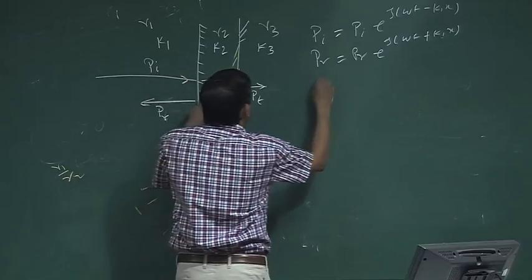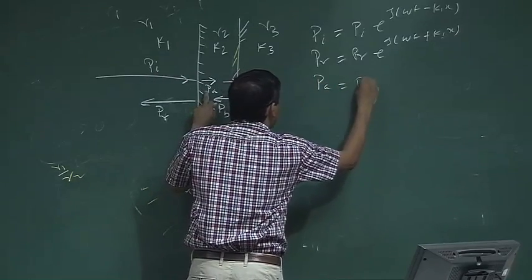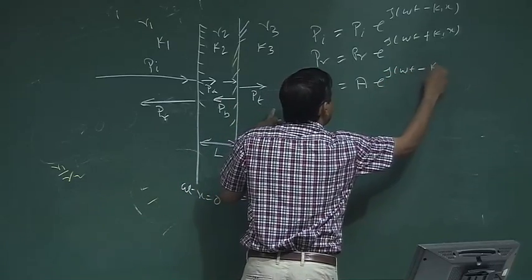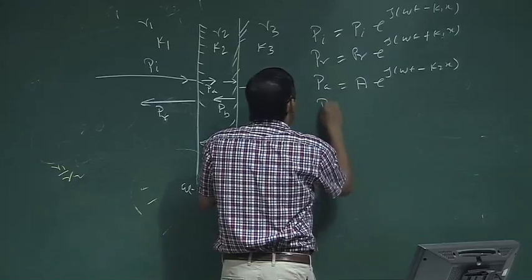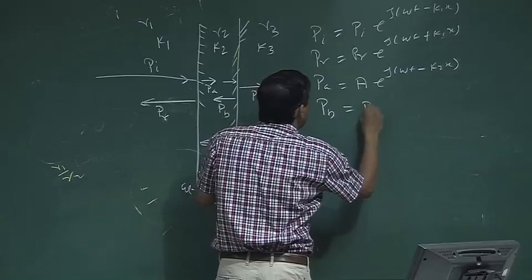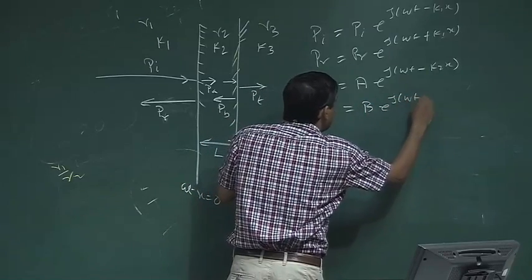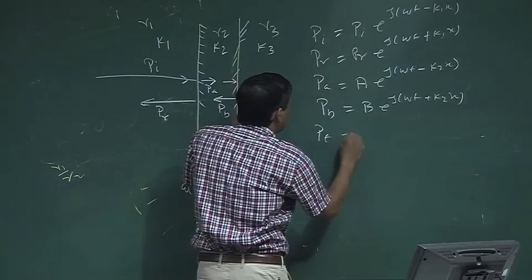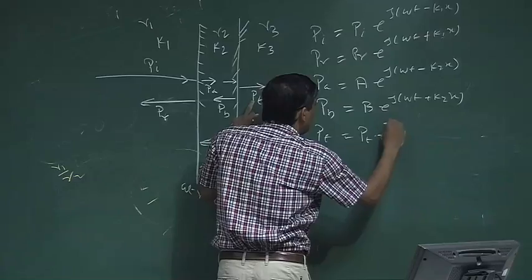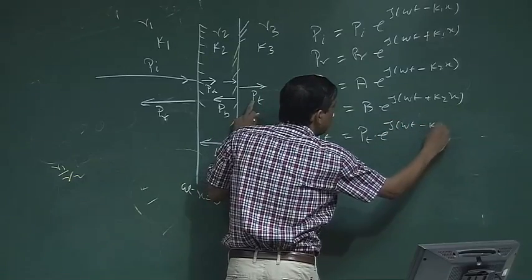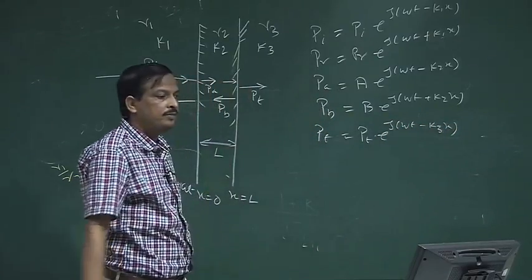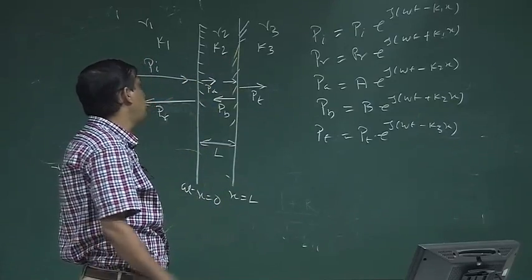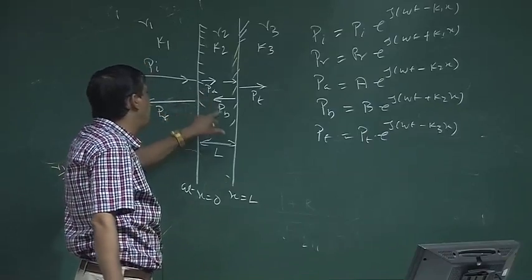Similarly, Pa is, let us say, amplitude A e to the power j(omega t minus K2 x). What is Pb? Again it is in the reverse direction, so it is B e to the power j(omega t plus K2 x). Similarly, Pt is amplitude Pt e to the power j(omega t minus K3 x). So, those are the equations for Pi, Pr, Pa, Pb, Pt.